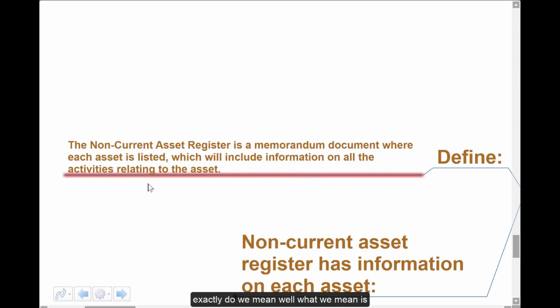So what exactly do we mean? Well, it's preferable and indeed practical, essential for a business to list outside of its general ledger every single asset that the business owns. How do they do that? In this register or memorandum. Think of it perhaps, and I've seen it work in many ways, but certainly as a pretty comprehensive spreadsheet that is adjusted from time to time as assets are purchased, sold, etc.